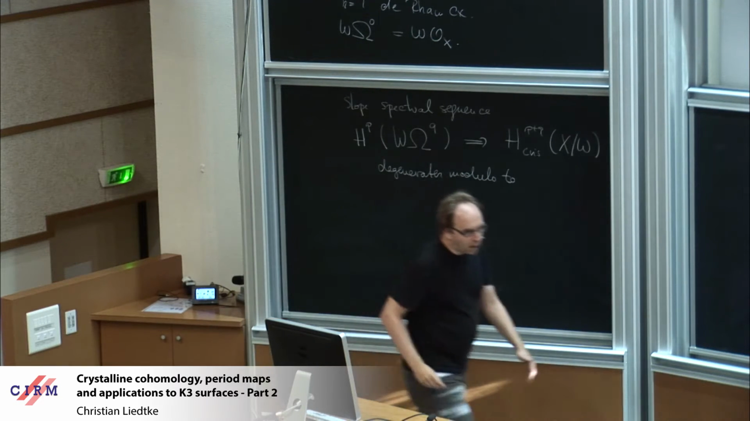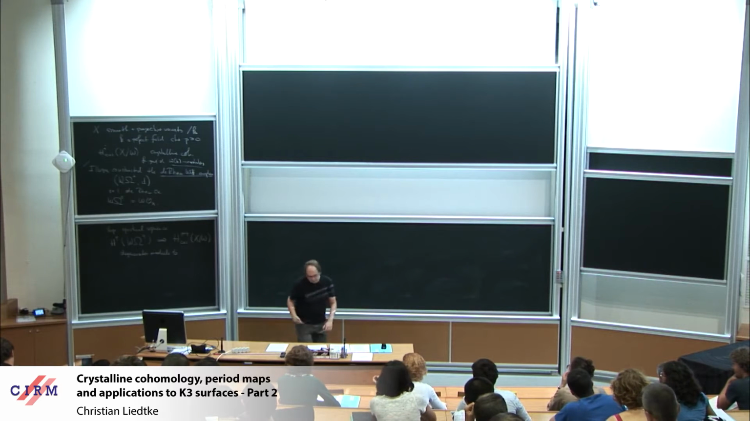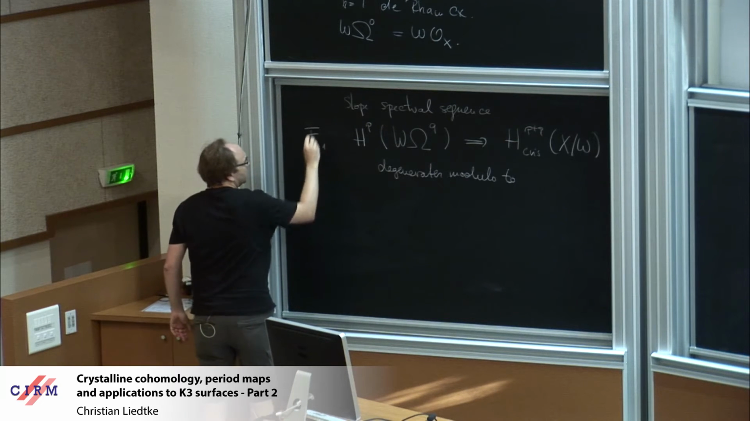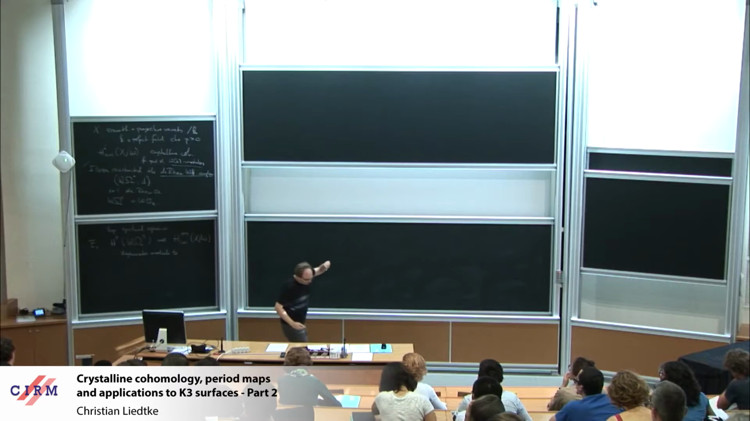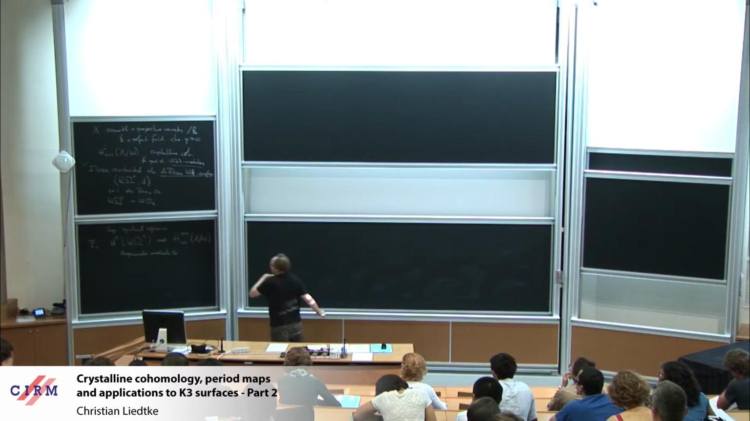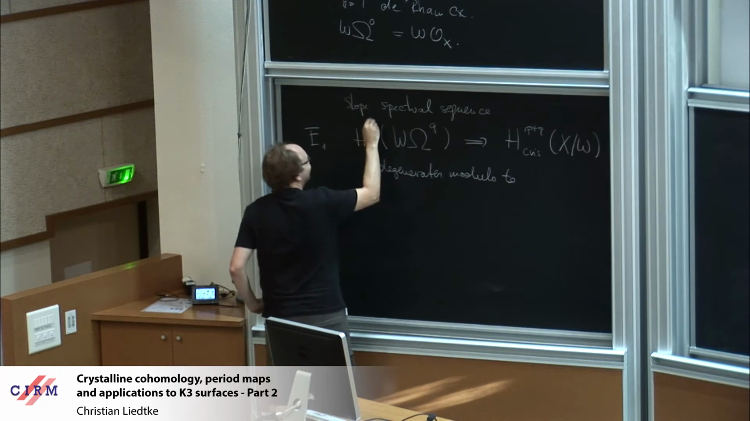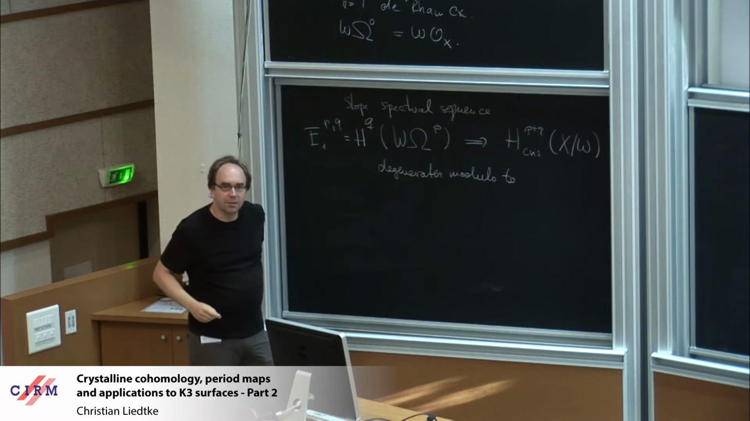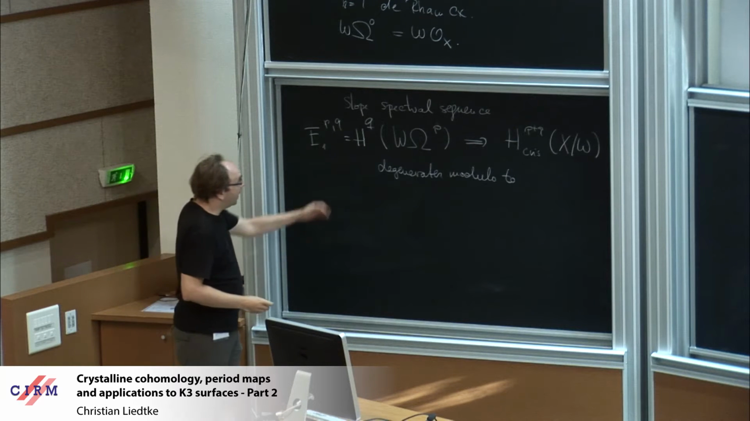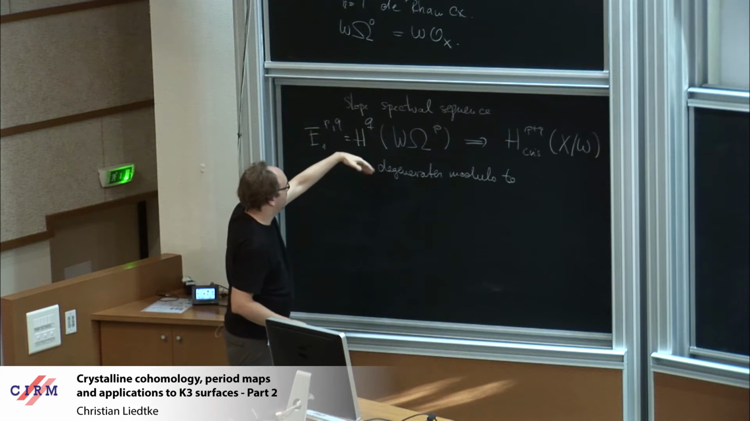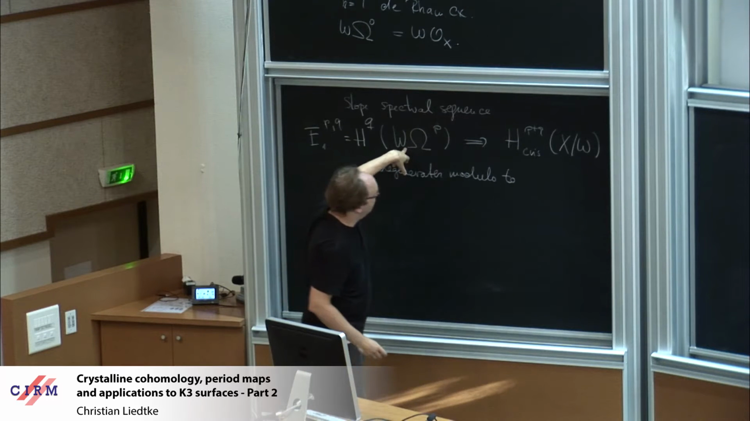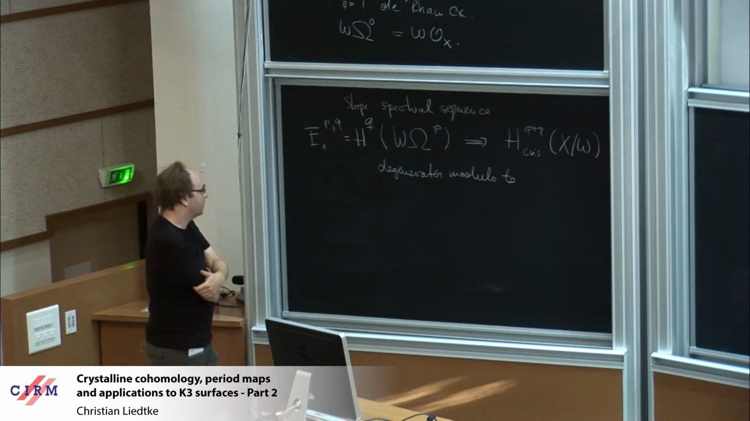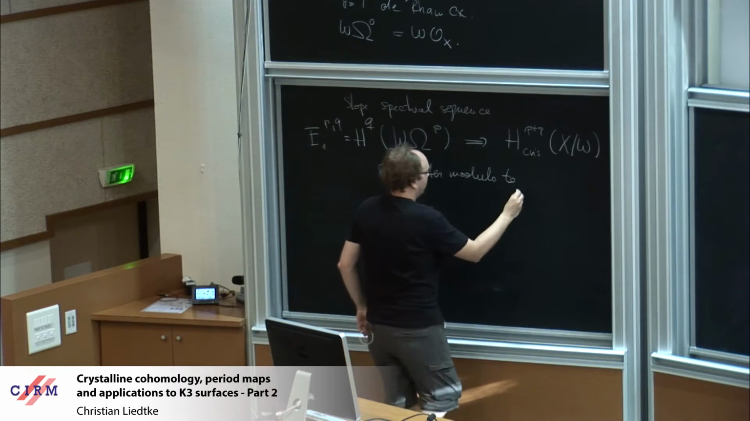Oh, I guess it's E1. Yes. Oh, okay. If it's PQ, then it's QP, right? Yeah. So it's like the Hodge to de Rham spectral sequence. And in fact, if you write W_n here, W_n here, and W_n here, then for n equals 1, this really is the Hodge-de Rham spectral sequence. Degenerates modulo torsion.